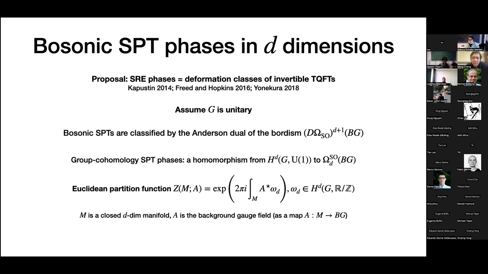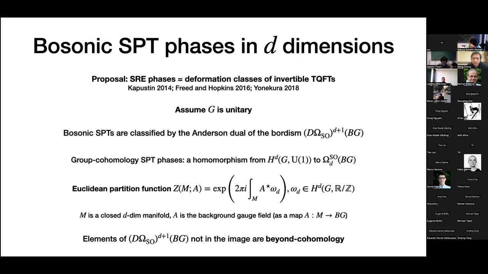All right. And there's a subclass of these phases given by the so-called group cohomology, which is a homomorphism from group cohomology to this cobordism group. More explicitly, we can write down a Euclidean partition function for the invertible TQFT on some manifold M equipped with a background gauge field A in the following way: a pullback of the group cocycle to the manifold, when we view A as a map from the manifold to the classifying space. The elements of this cobordism which are not in the image of group cohomology are sometimes called beyond cohomology. Okay, all right.